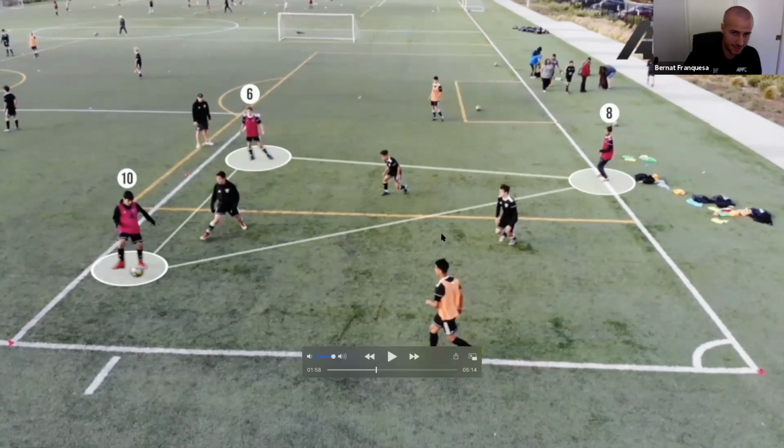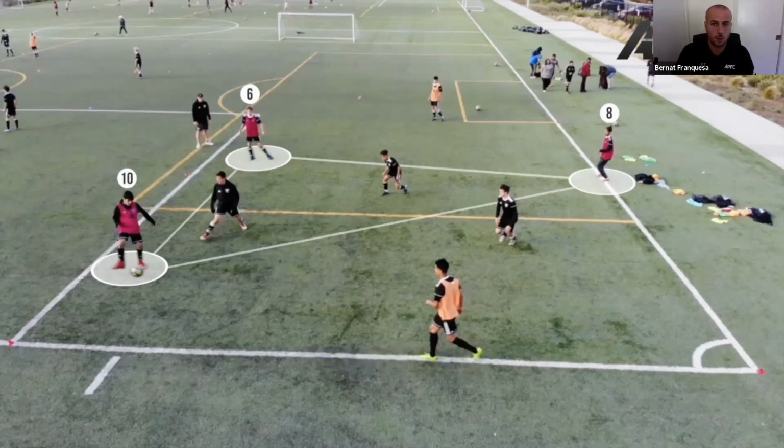Positional games are the progression of rondo, where we have real positions. That's really important. And here we have three lines, which are the defending line, midfielder, and forward. Here, that player is the 4 and that player is the 9. Also, you can use this player as 11, or you can use this player as a 7. So it depends on which directionality you want to give and what the goal of the drill is.